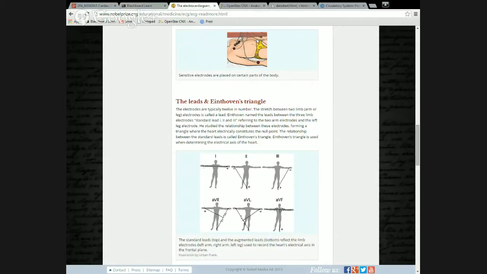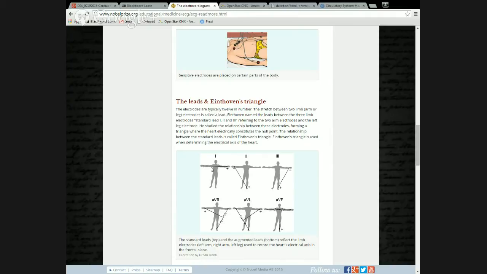The electrodes, which are suggested in this picture up here, and they don't show all of them. There's two more down in the ankles. There's one on the right arm, one on the left arm, one on the left leg. There's also one on the right leg, which is the grounding electrode to sort of subtract out the background electrical activity. But those three, right arm, left arm, left leg, define a triangle.